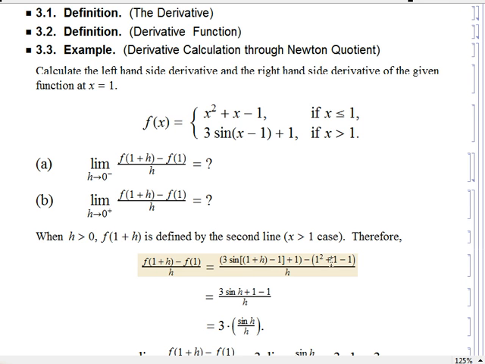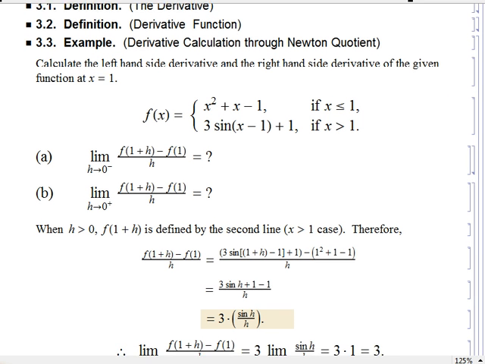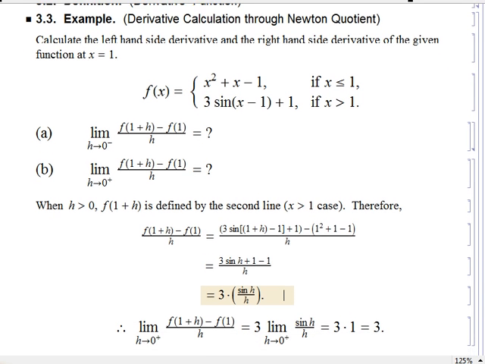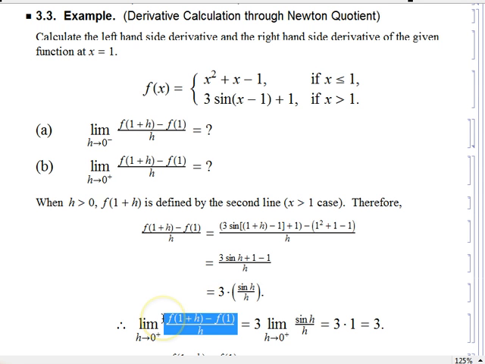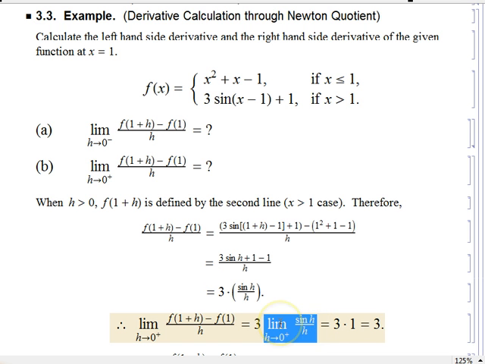Then let's simplify. Inside sine, we have 1 plus h minus 1, so we just have sine of h. And then simplify, what do you get? 3 times sine of h over h. Now, haven't we seen this quantity before? Well, I hope you remember this from the limit computation in the previous lesson. This Newton quotient is the same as 3 times the limit of sine of h over h. And this limit, sine of h over h, is 1. So what do you get? 3 times 1, we have 3.